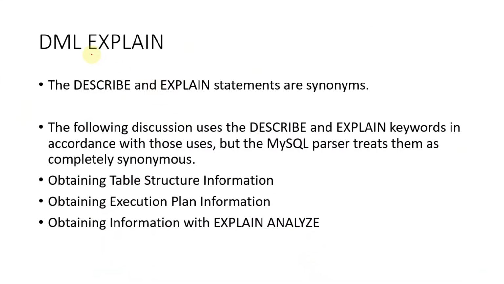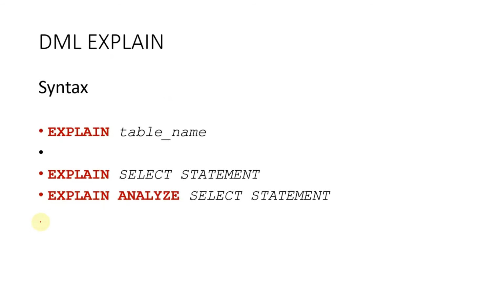Then we have explain. We can also use describe for this explain keyword. Both are same. So we can use this explain to obtain table structure information, then obtaining execution plan information, and also it can be used for obtaining information with explain analyze. So we have some syntax here for these three. The first one is explain and table name, the second one is explain and a select query, and the third one is explain analyze, and after that select statement. We will check these all now.